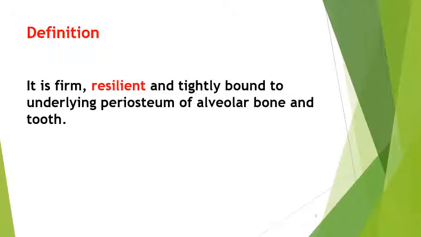As we all know, macroscopically, gingiva can be divided into three parts: marginal gingiva, attached gingiva, and interdental gingiva. Attached gingiva is firm, resilient, and tightly bound to the underlying periosteum of the alveolar bone and tooth. Resilience means that it cannot be deformed under compressive forces. If we apply certain forces, it regains its own shape.